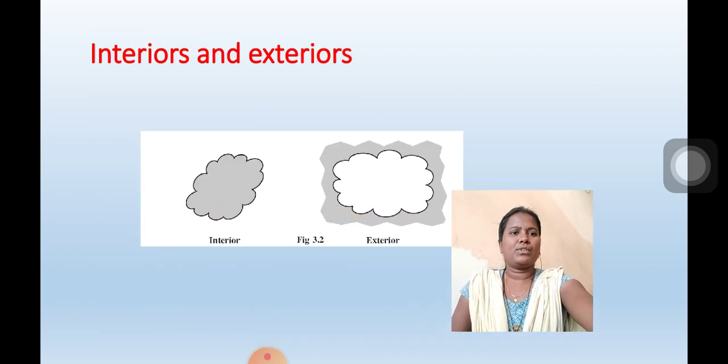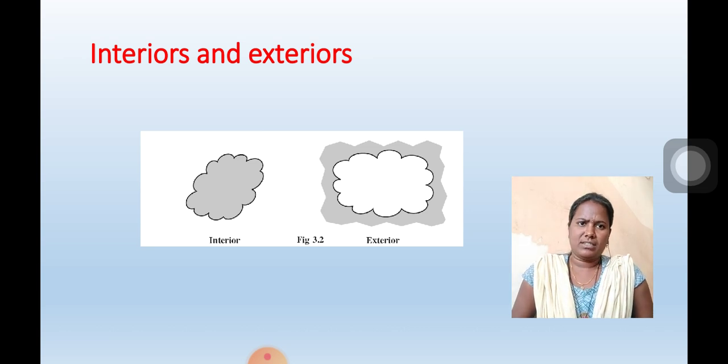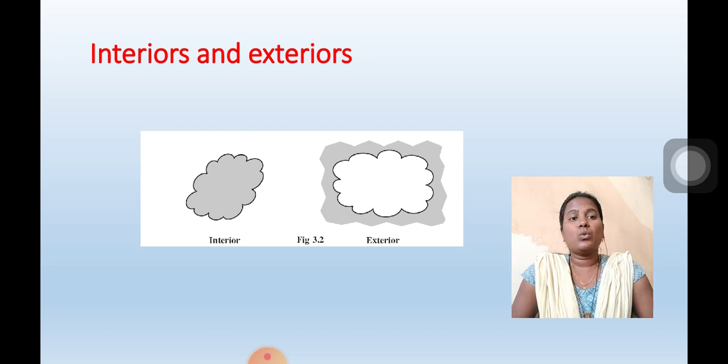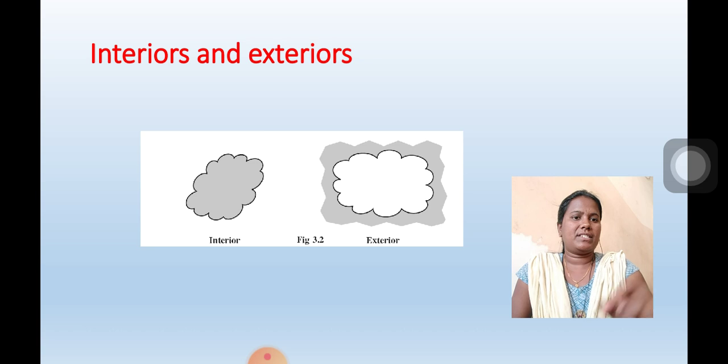Now, let us go for what are interiors and exteriors. A figure may be a closed or it may be an open curve. If it is a closed curve, it is bounded, right? The part inside a boundary is called the interior, and the space that is outside the boundary is called the exterior part. In the figure 3.2, the shaded part in the first one is the interior, and in the second one, the shaded part is called the exterior.